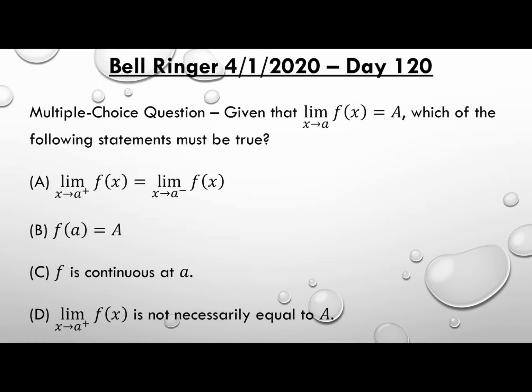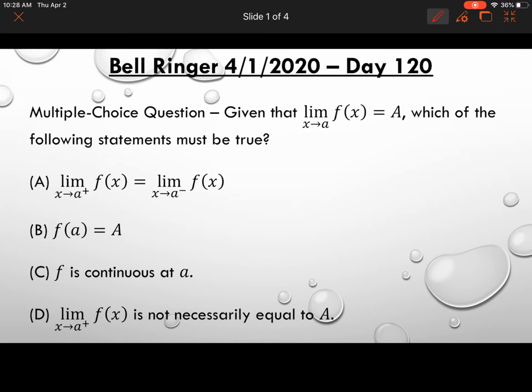So choice A, the limit of the function as x approaches a from the right is equal to the limit of the function as x approaches a from the left. So just a little recap, whenever you see this little plus or this little minus, where you would normally see an exponent, that's just telling you from which direction you're coming from. So this is coming from the right, so that's the positive side, and this is coming from the left because that is the negative side. So it's saying that they're approaching the same value from the left and right. So we'll hold on to that one.